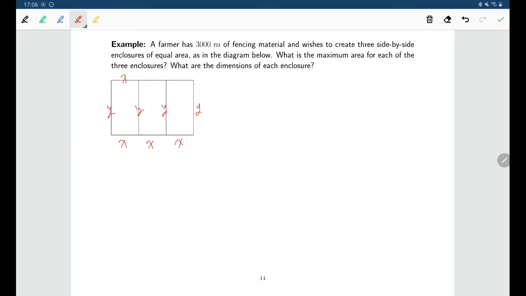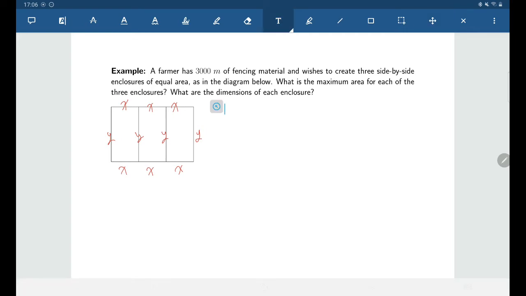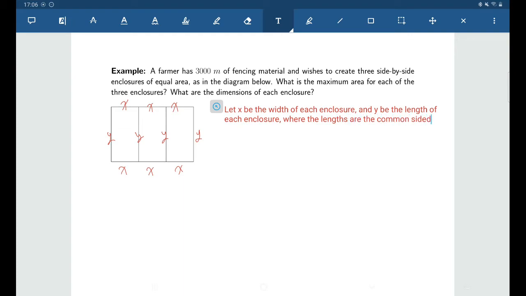So here I'm going to make three identical shapes, so the width of each of these three is the same. They're all x, and they all have the same length. This distance, they're all y for each of my three enclosures. So I'm going to define x as the width of my enclosures and y as the length of my little enclosures.